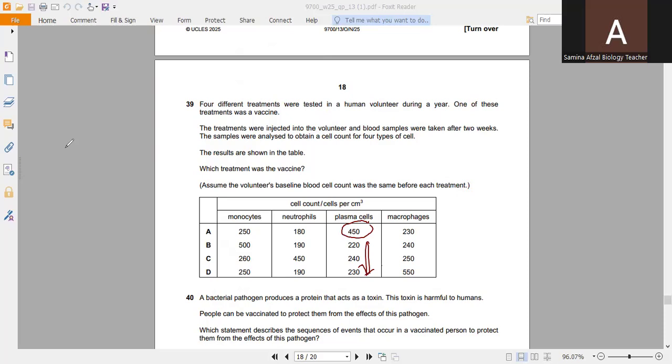Statement B shows an elevated monocyte count of 500. So this cannot be it. And in C, you can see the neutrophil count is high. Another shows high macrophages. But the count of plasma cells should be high. So according to this, A is the correct option.